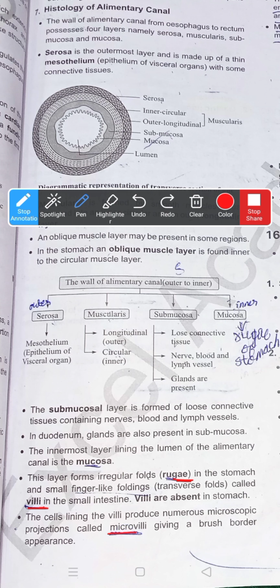And what are microvilli? The cells lining the villi produce numerous microscopic projections, which are called microvilli, and that gives the brush border appearance. So who gives the brush border appearance to the small intestine? It is the microvilli.